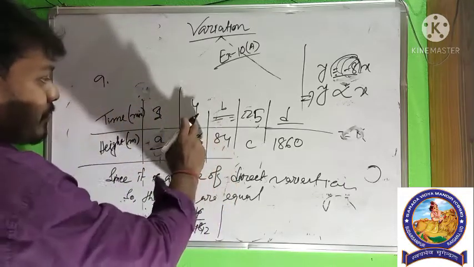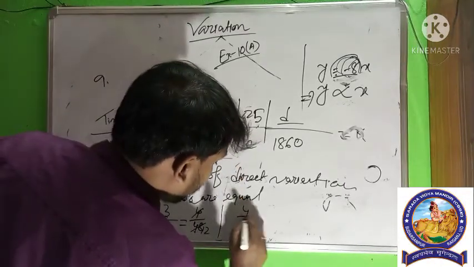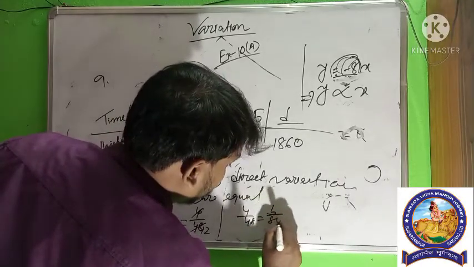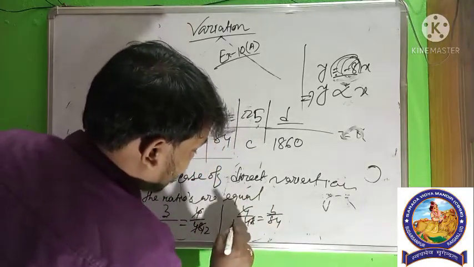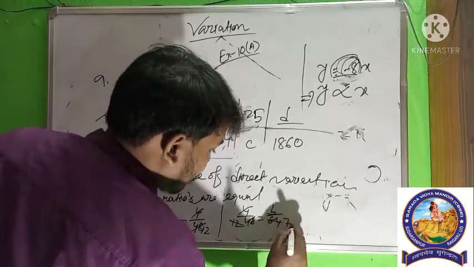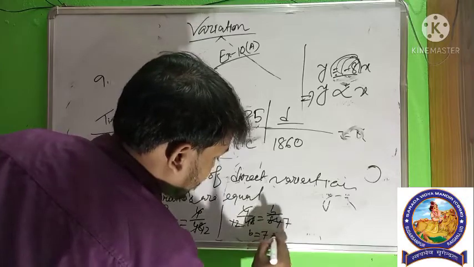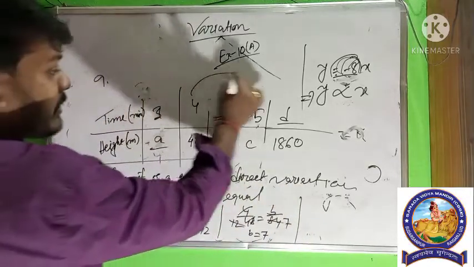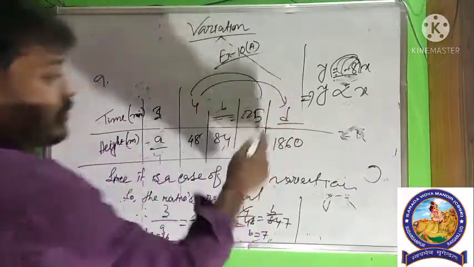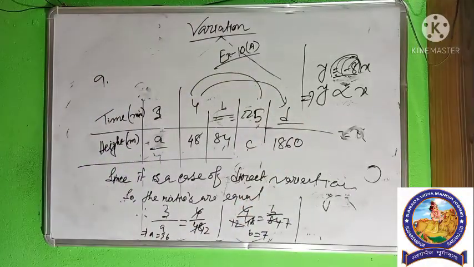Similarly, from the second and third ratio, 4 by 48 equals B by 84. So B equals 7. From this ratio and this ratio you can find C, from this ratio and this ratio you can find D. So it is your task. Okay, number 9 done.